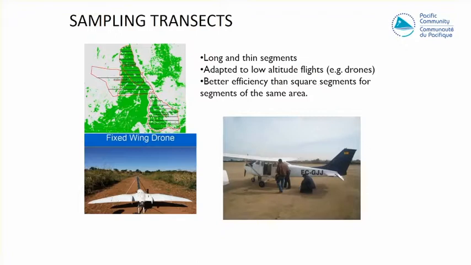Transects are also very nice if you're using drones or aerial photography, because if you're using a large drone, like a fixed wing drone here, it's very difficult for them to turn. So usually when we send the drone up, it flies in one straight direction, and that becomes our sampling unit.